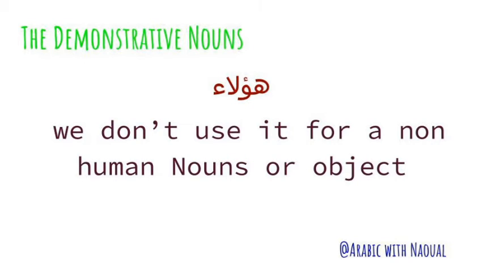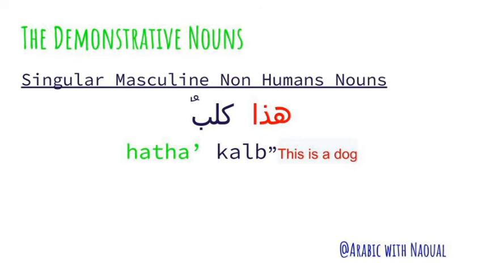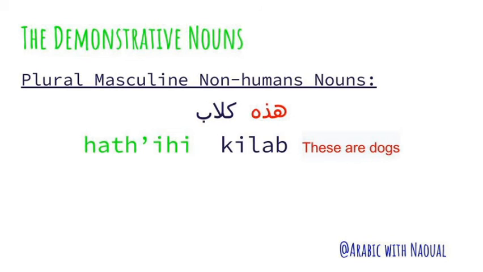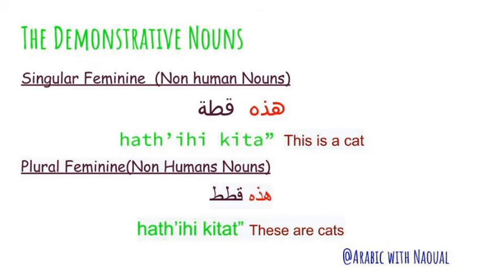هؤلاء, we don't use it for non-human nouns or objects. We just use it for human nouns like girls or boys. But we can use the other demonstrative nouns for non-human nouns or objects, like in the word كلب. In singular, we say هذا كلب. In plural, هذه كلاب.